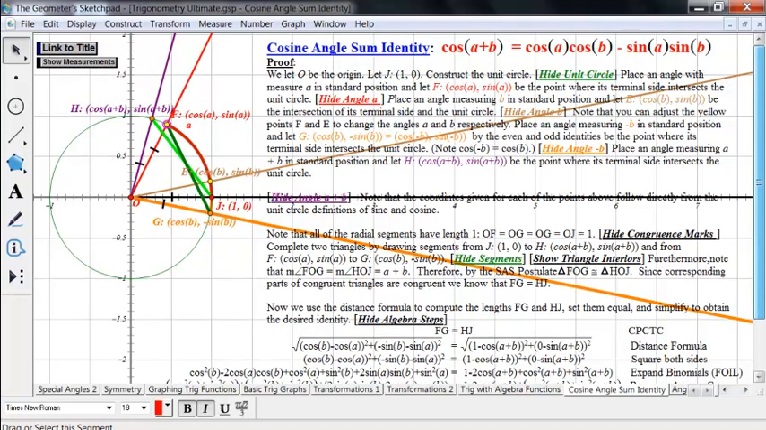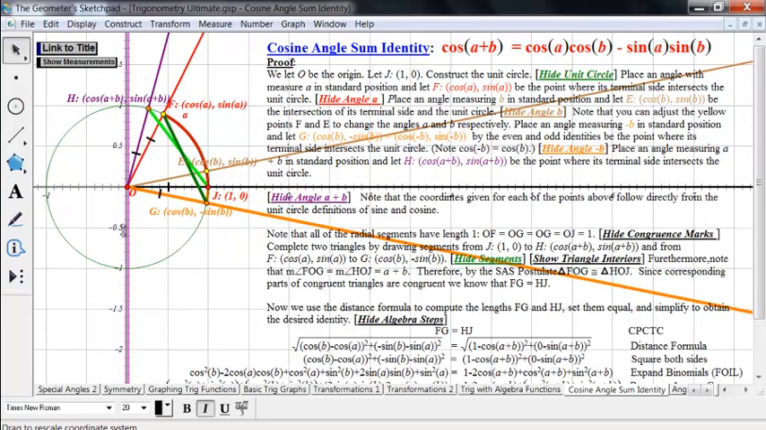Okay, so there is a basic cosine angle sum identity. Cosine of A plus B is cosine A times cosine B minus sine A times sine B. You need to memorize this one. This is too difficult to try to derive in the middle of a test situation, so you want to be able to use this without having to derive it on a test.